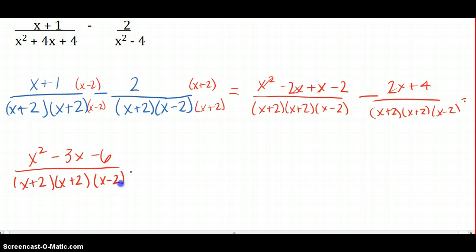Now your final step is to see if this numerator will factor and that things will cancel out. So you're looking for factors of 6 that subtract to give you 3, and that doesn't exist, so this is your final answer.